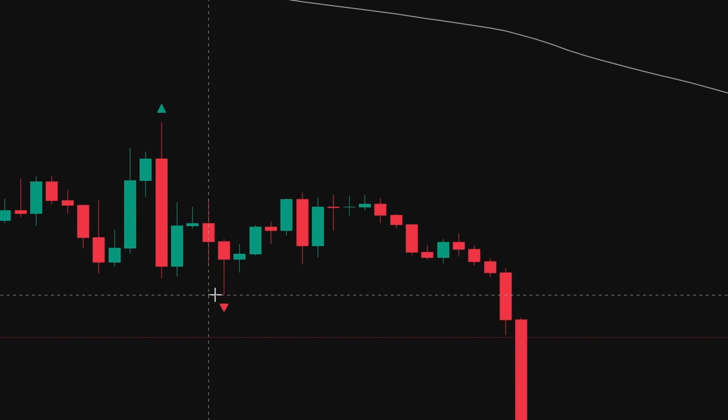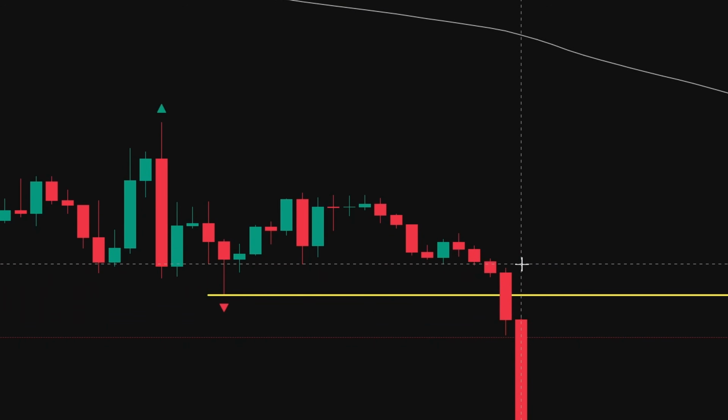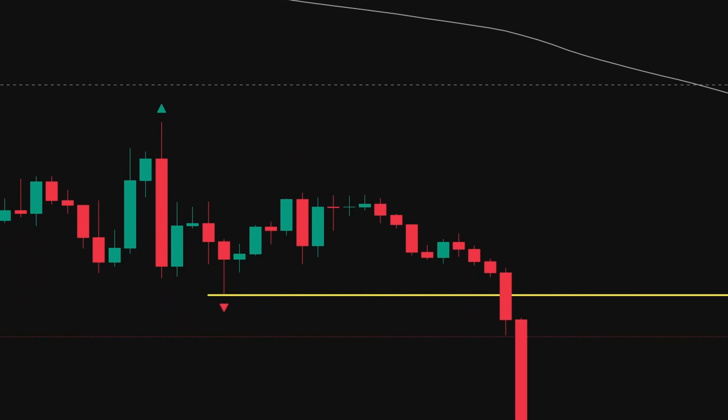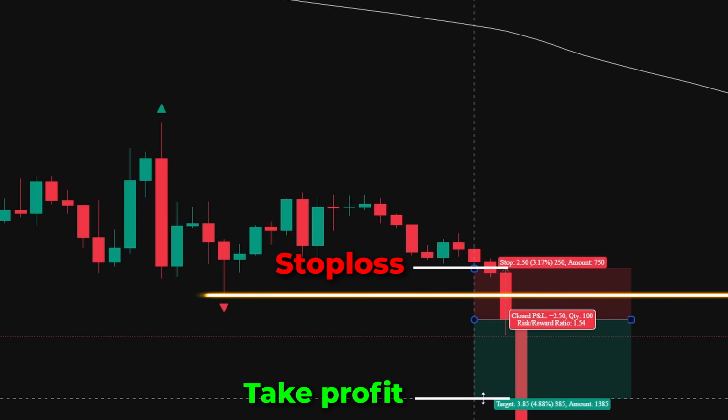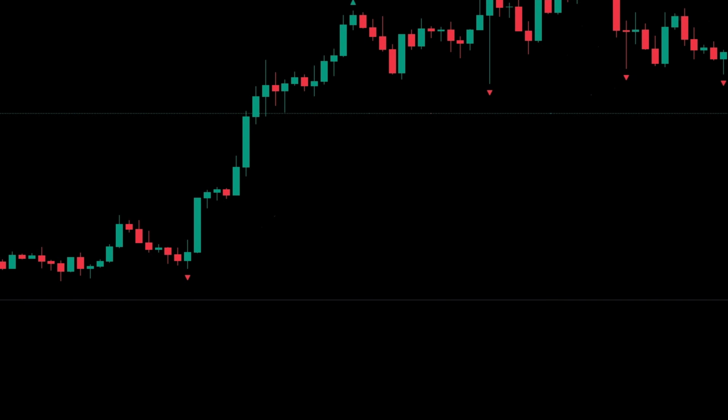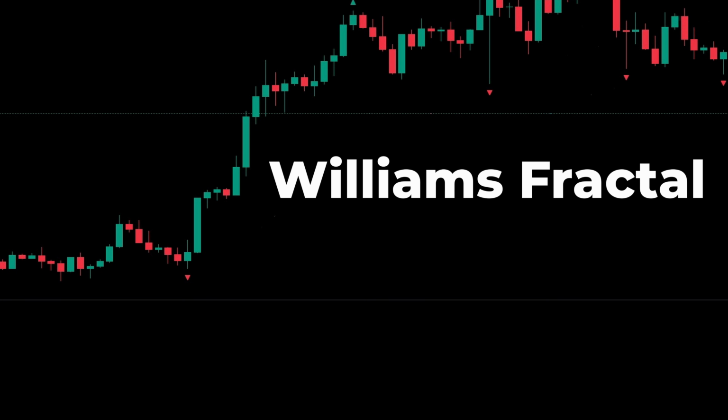Example 2. Price is below the 200 EMA, a breakout of the bottom fractal occurs. This gives us a sell signal. Place the stop loss above the entry candle, and set the take profit 1.5 times the stop. Now you know how to use Williams Fractal as a breakout strategy.